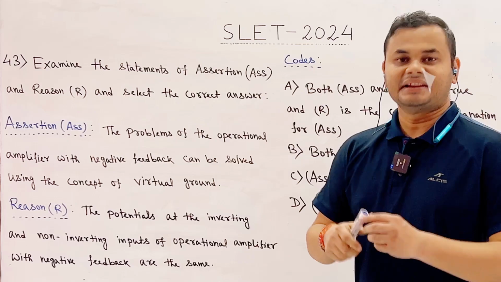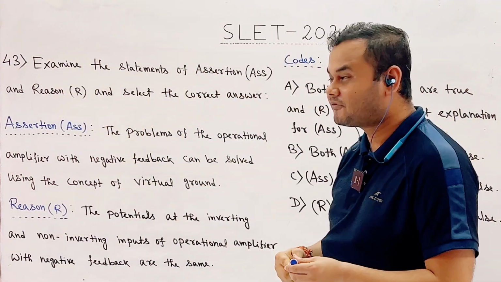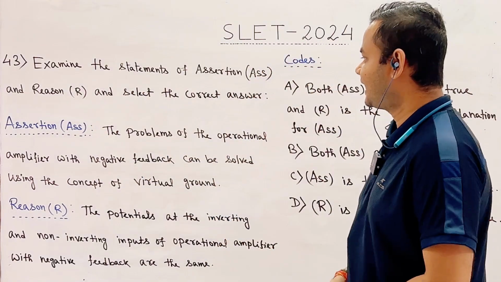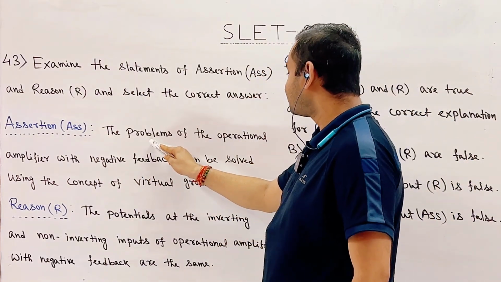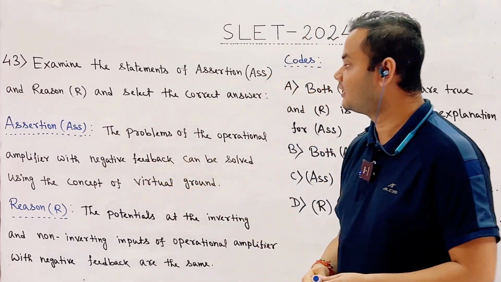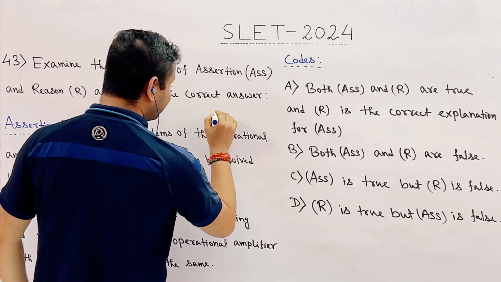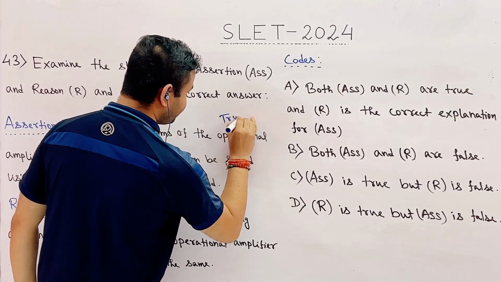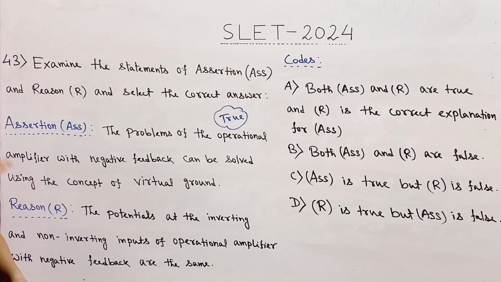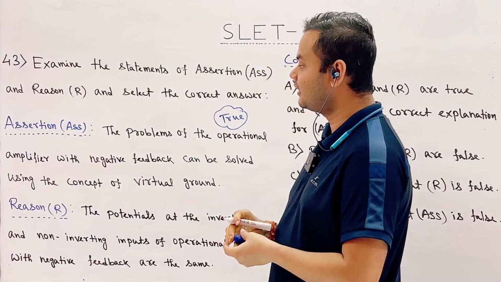Next, let us move to question number 43. This question number 43 is also assertion reason type question. Assertion: the problems of the operational amplifier with negative feedback can be solved using the concept of virtual ground. Students, this statement is true. The concept of virtual ground does help in solving various problems of op-amp with negative feedback.